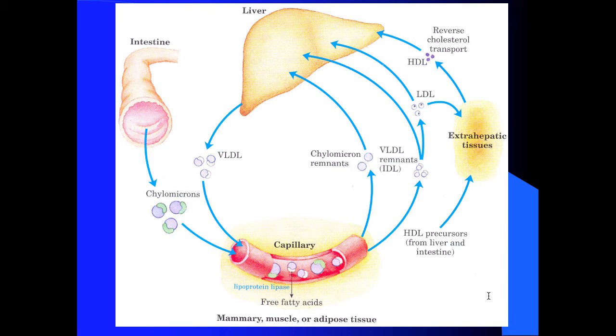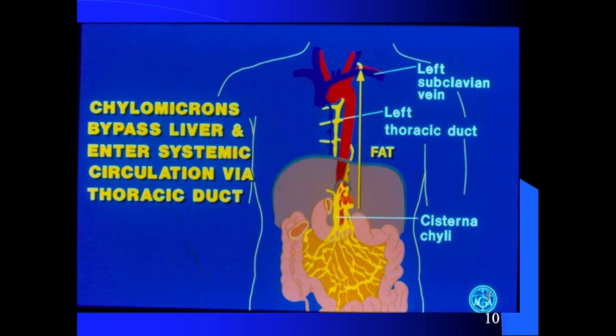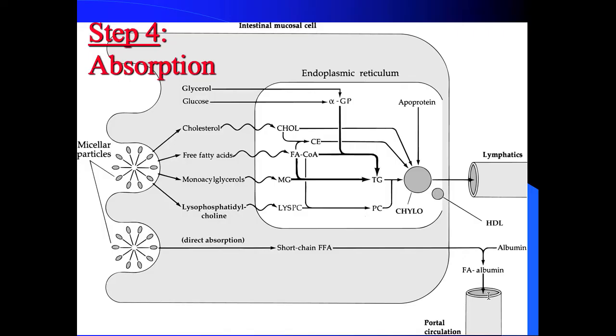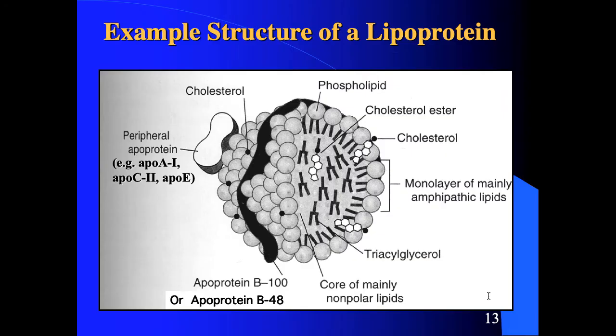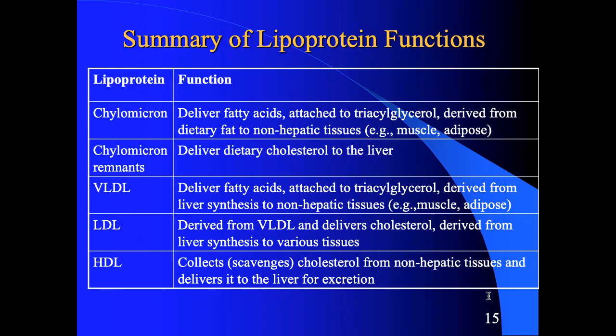HDL. Now, I think if we look at this, I didn't mention this before, but HDL can actually be made in intestinal cells. So HDL tend to be made in intestinal cells and liver cells. That's where a lot of them are made. We'll talk about that coming up, but we'll talk about how they function in a second.